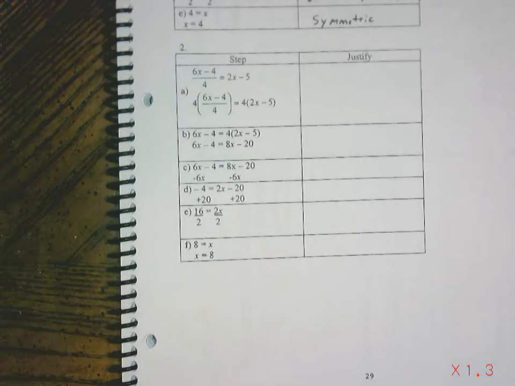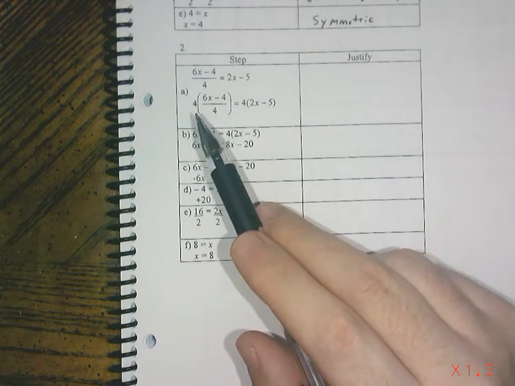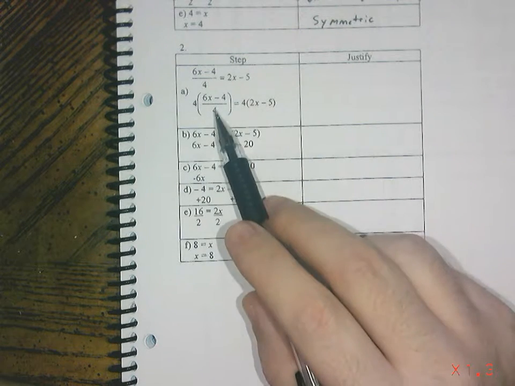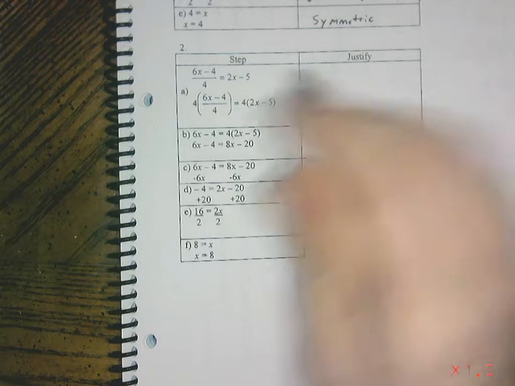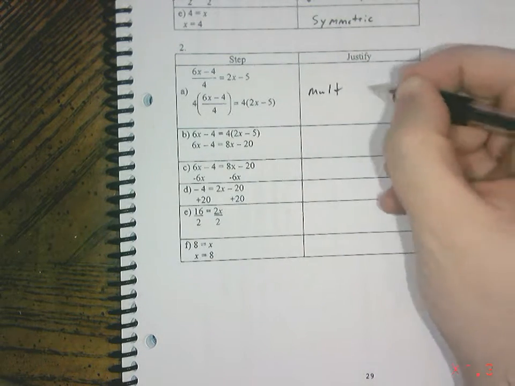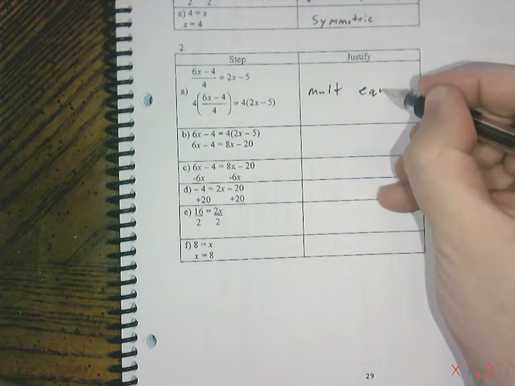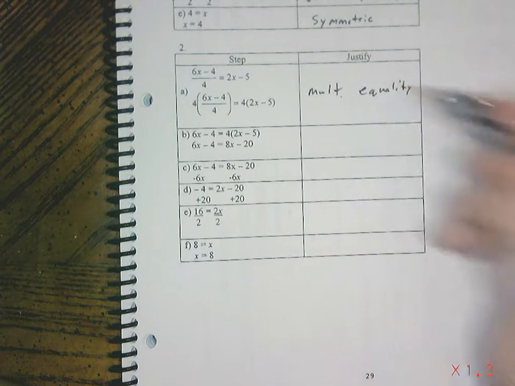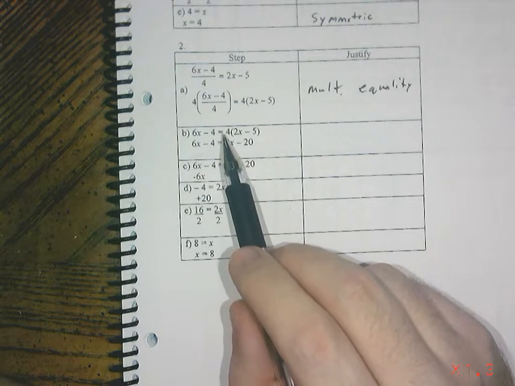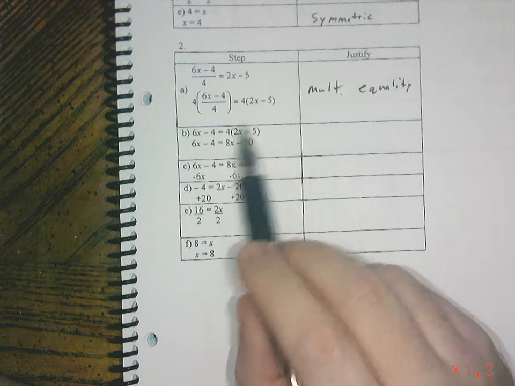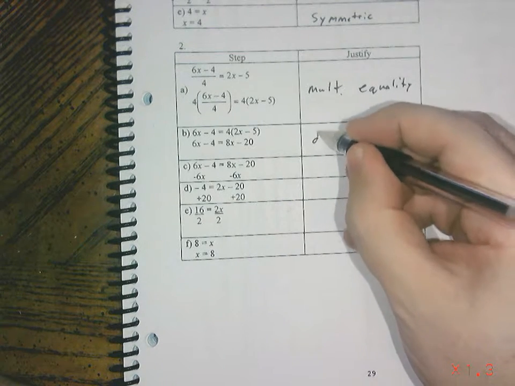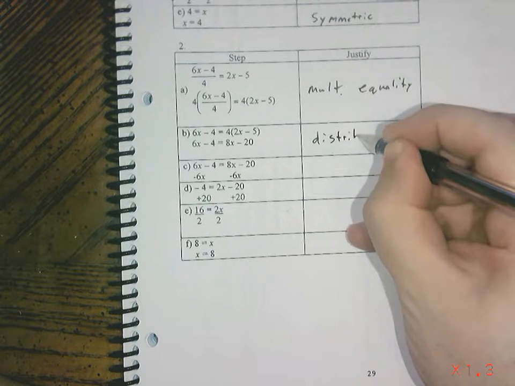So let's look at this problem right here. So it looks like they're multiplying 4 to each side here, trying to get rid of this 4 on this side, right? So multiplying 4 to each side is the multiplication property of equality. Okay, then this next step looks like they multiply 4 to each term in the parenthesis to get 8x minus 20, so that would be the distributive property. They distributed.